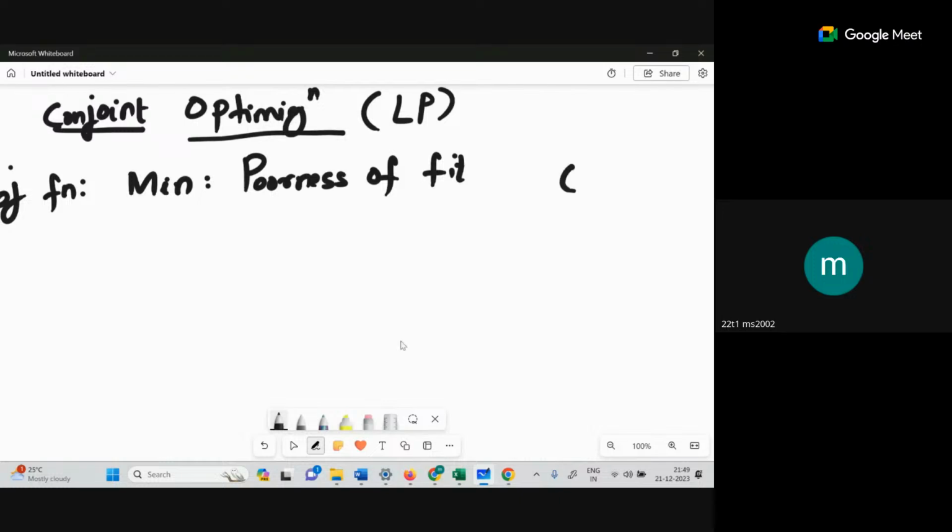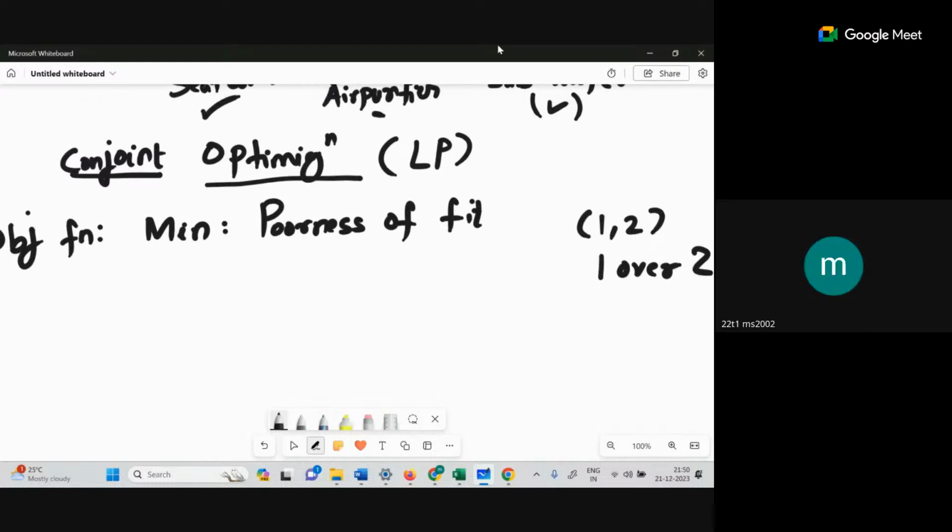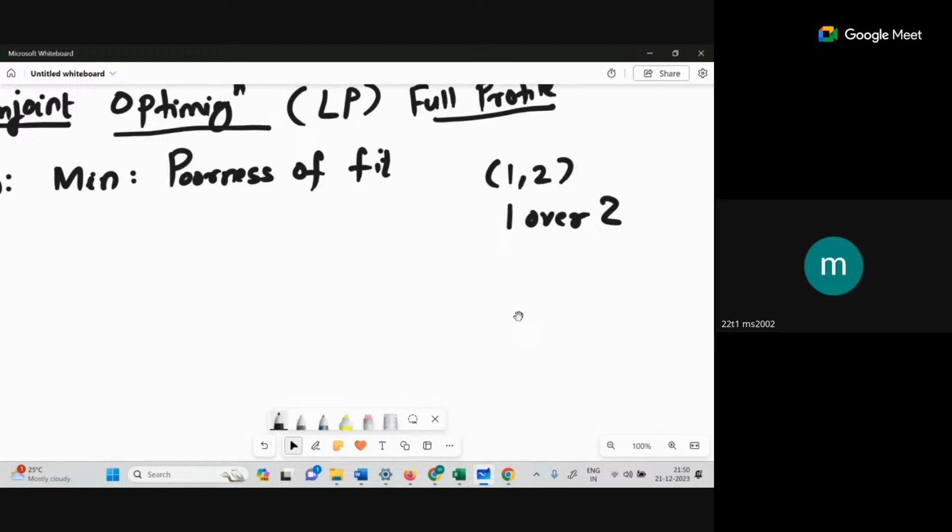So let's say 1/2. What does this mean? The consumer prefers 1 over 2. Which choice method am I doing here? Is it CBC, adaptive conjoint? Full profile. Okay, full profile conjoint analysis. So let's say I say 1/2 and 2/3. Ideally, 1 should be over 3, right? 1/2, 2/3 means 1 is preferred over 3.